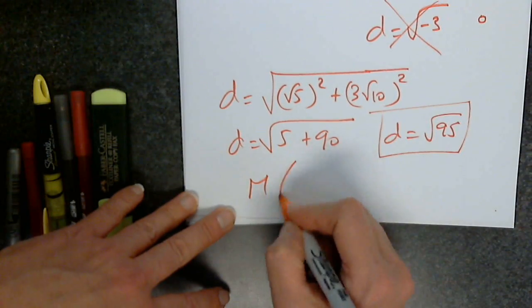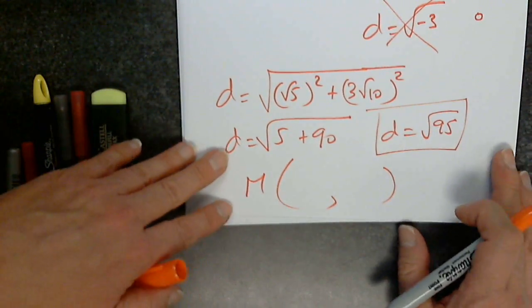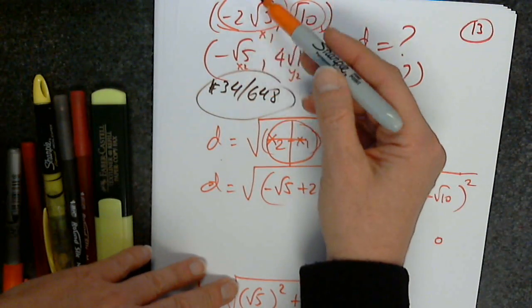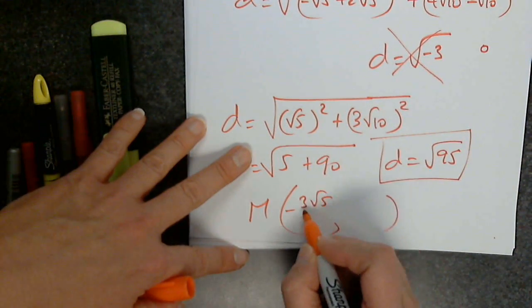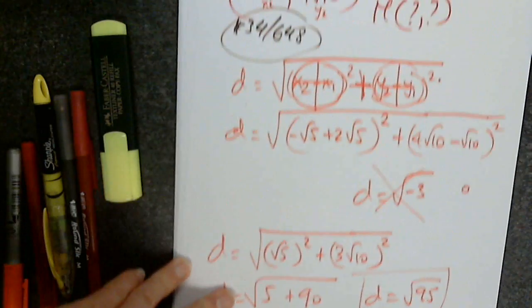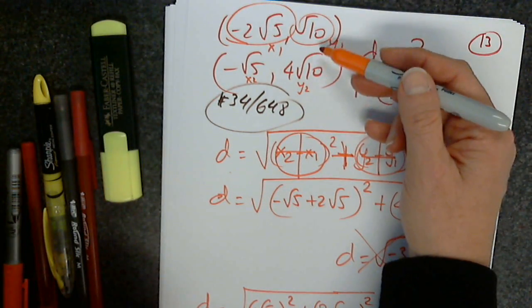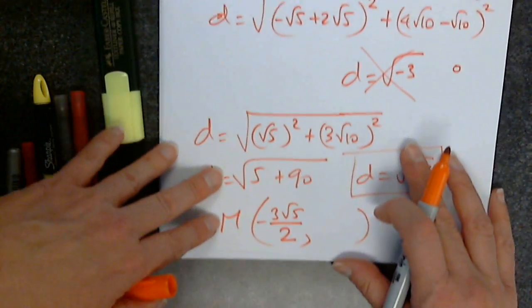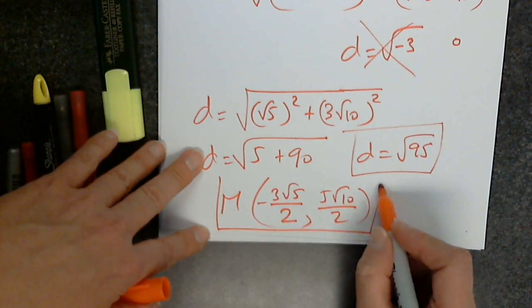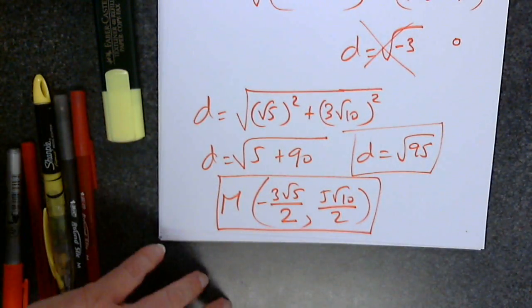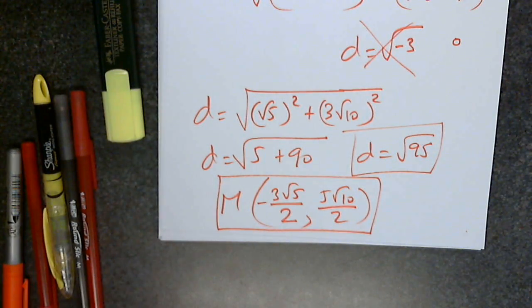So now the midpoint. I'm adding these two, so it's negative 3 the square root of 5, divided by 2. And then I'm adding these two, so it's 5 the square root of 10 divided by 2. So this is the midpoint. Any questions?